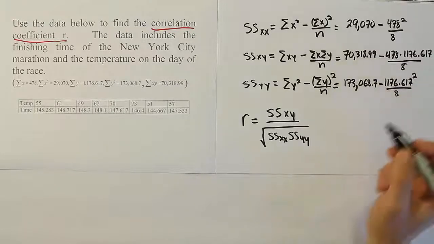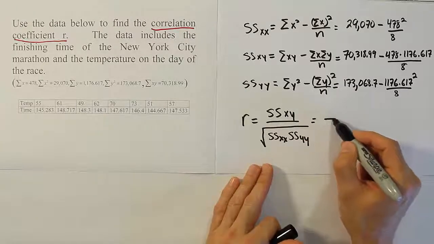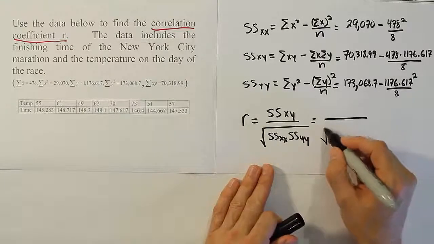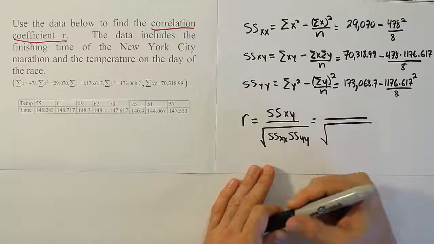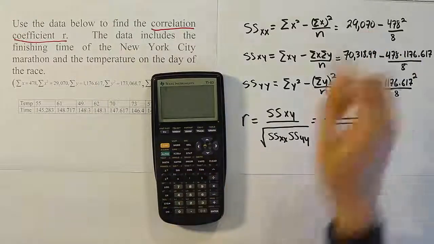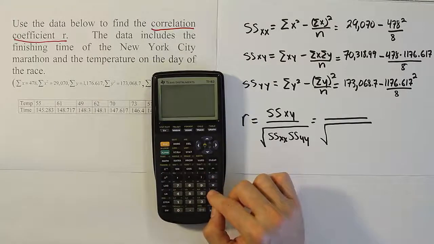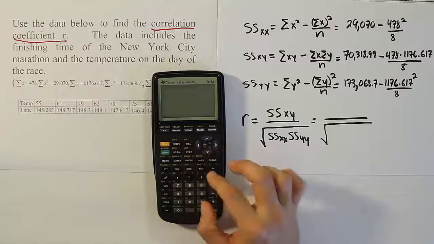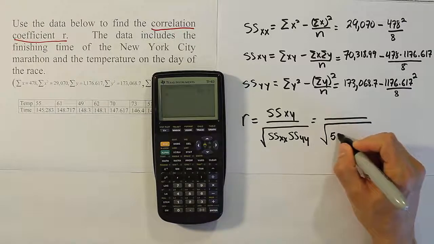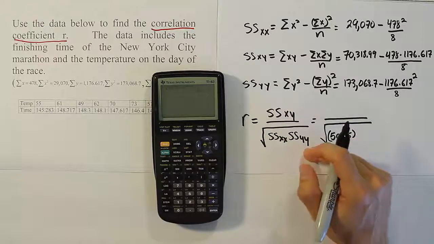Okay, so we have these values now. We have the formulas for them. And as we work them out, we'll just plug the numbers in directly into our formula here. Let's do them in the order that we have them above, so we'll get the SSXX value first. So we're going to have 29,070 minus 478 squared divided by 8. Hit enter, and we get 509.5. So I'm going to put that right here where it belongs: 509.5. Then we're going to multiply that by the sum of square yy.